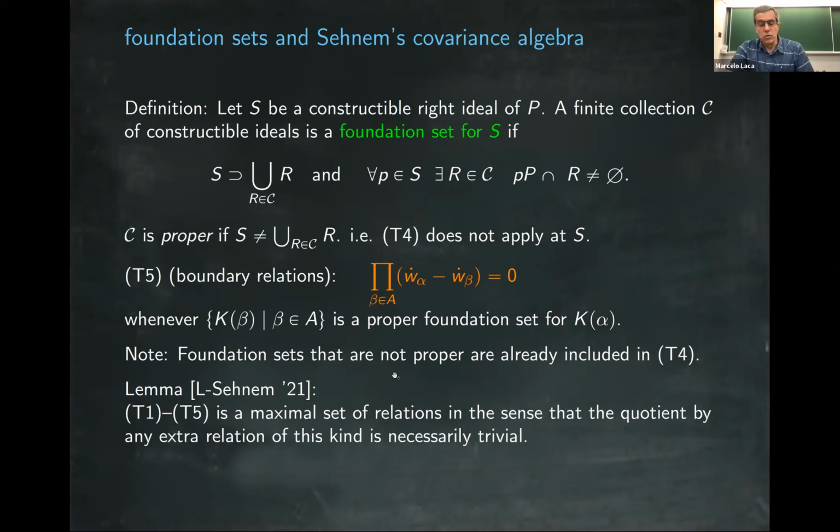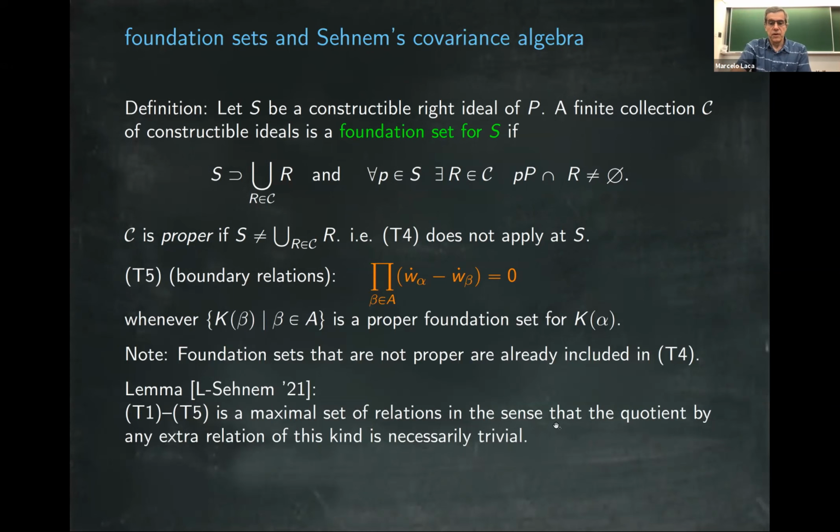The foundation sets that are not proper, in other words, the foundation sets where equality holds for S equal to the union of the R's, are already included as relations in T4. So these relations T5 are new because the foundation sets are proper. And what we saw, this is something that we suspected, is that if you put T1 and T5 together, so you put all these relations, including the proper foundation sets, that's a maximal set of relations. Maximal in the sense that if you took an extra relation of this kind that is not already there, the quotient of the TU is going to be trivial. So you're going to kill every element because you kill an isometry.